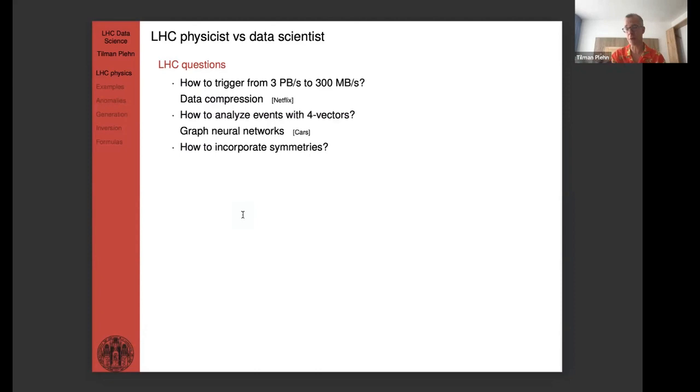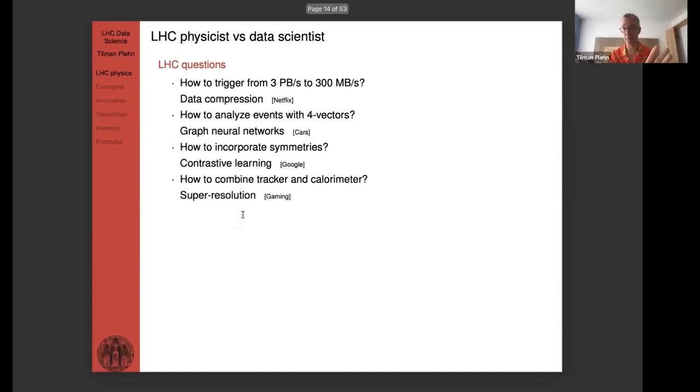How do I incorporate symmetries? I can give you a very brief example later. We actually learned this from Google. It's called contrastive learning, how to implement symmetries in training data and understand them. And a really crucial question experimentally: how do I combine tracker and calorimeter? Because these two parts of the data analysis chain have very different resolution. And how do I combine images with very different resolution?